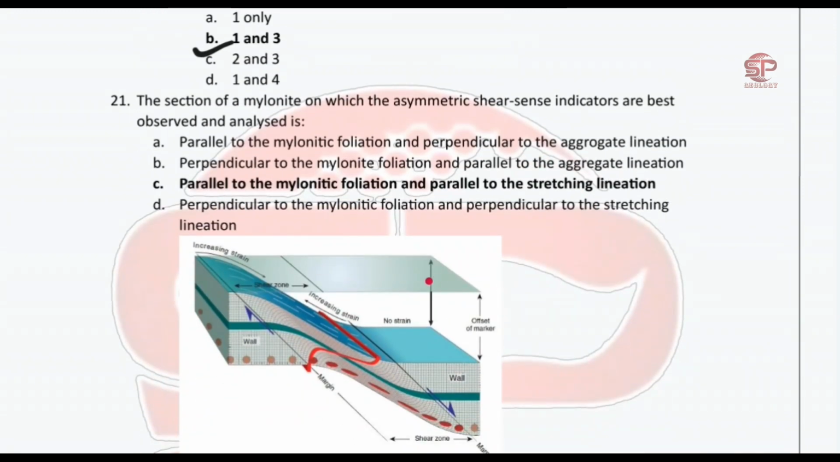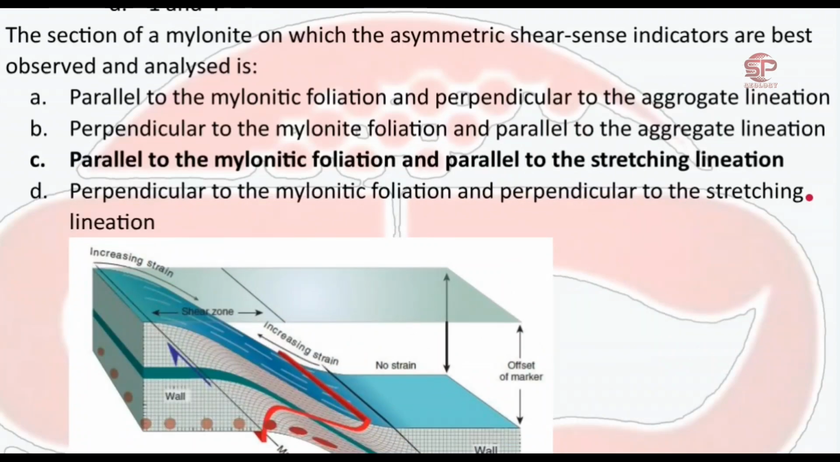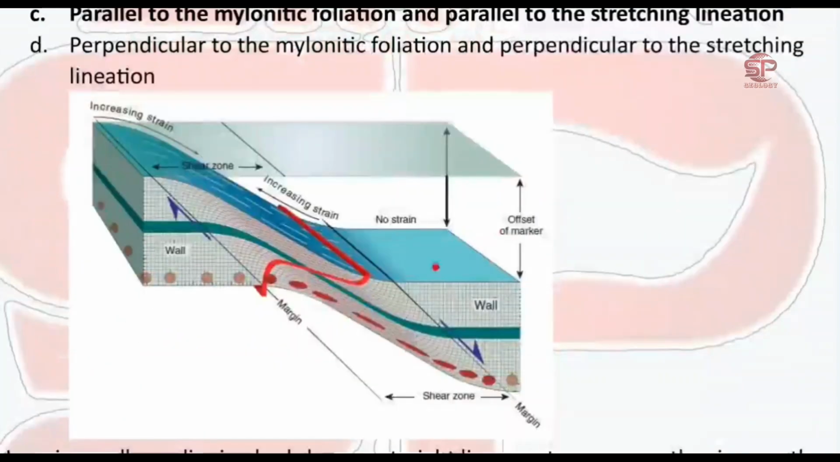So the section of a mylonite on which asymmetrical shear strain indicators are observed and analyzed. In a lineation structure, you can take a section parallel to the lineation. So here a section is taken parallel to the lineation. If you take a section perpendicular to the lineation, then it will be destroyed.